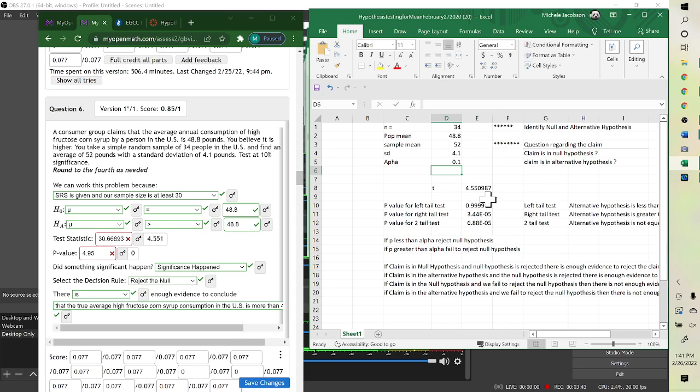T-value 4.551. This one was greater than that we were testing. And so greater than points to the right. Now the reason it's 0, it's 3.44, but that E means times 10 to the negative 5. So this decimal is going to go to the left 5 units. So it's going to round to 0. 0 is less than our alpha. So we reject.